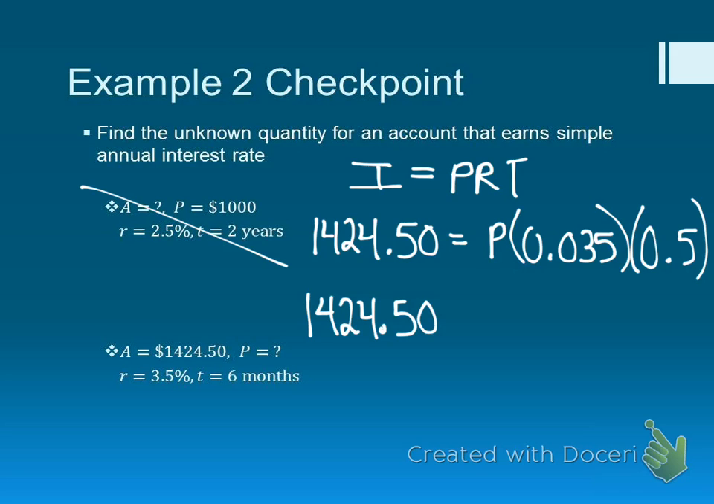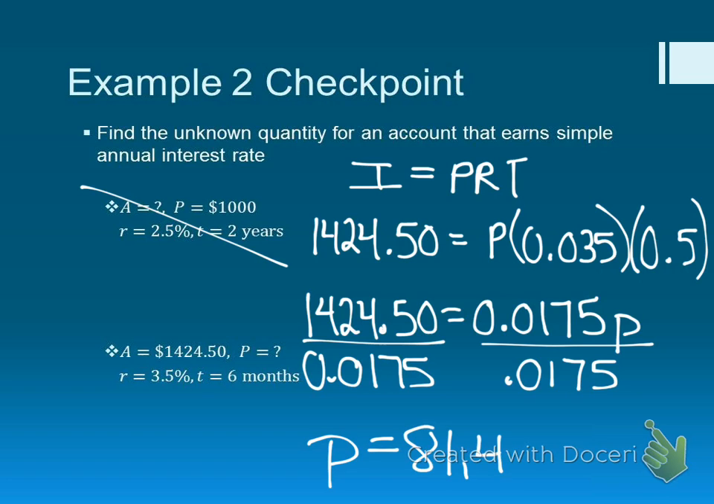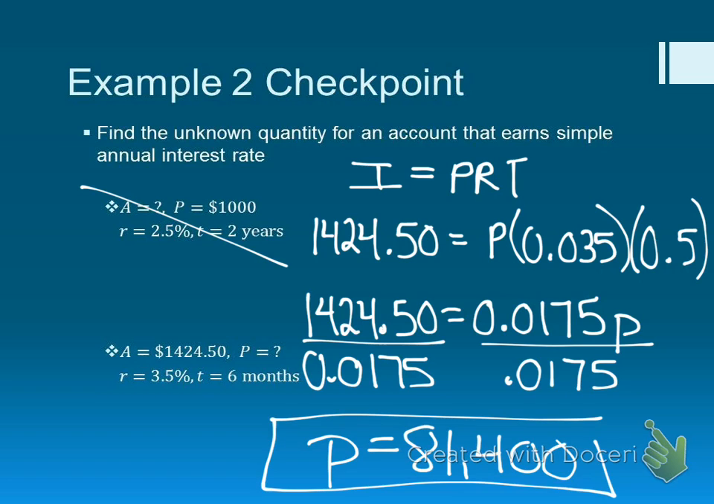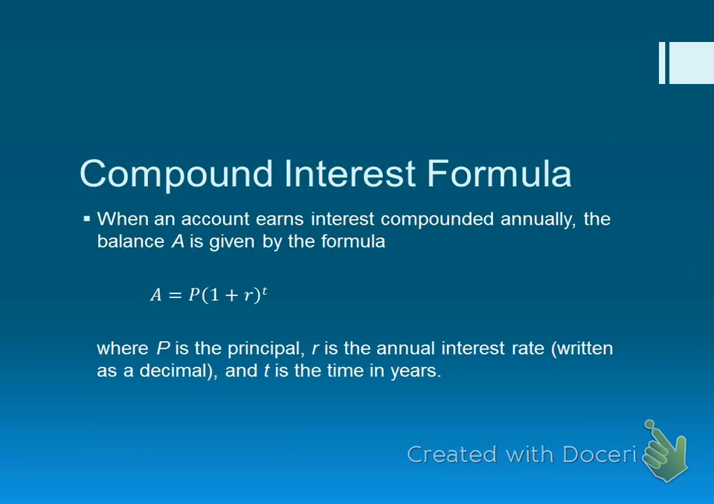1424.50 equals 0.0175 P. Divide both sides by 0.0175. And P equals $81,400. That's how much you would have to invest in that account to yield that type of interest. All right, again, just solving for different parts of the simple interest formula. All right, moving on to the last example.